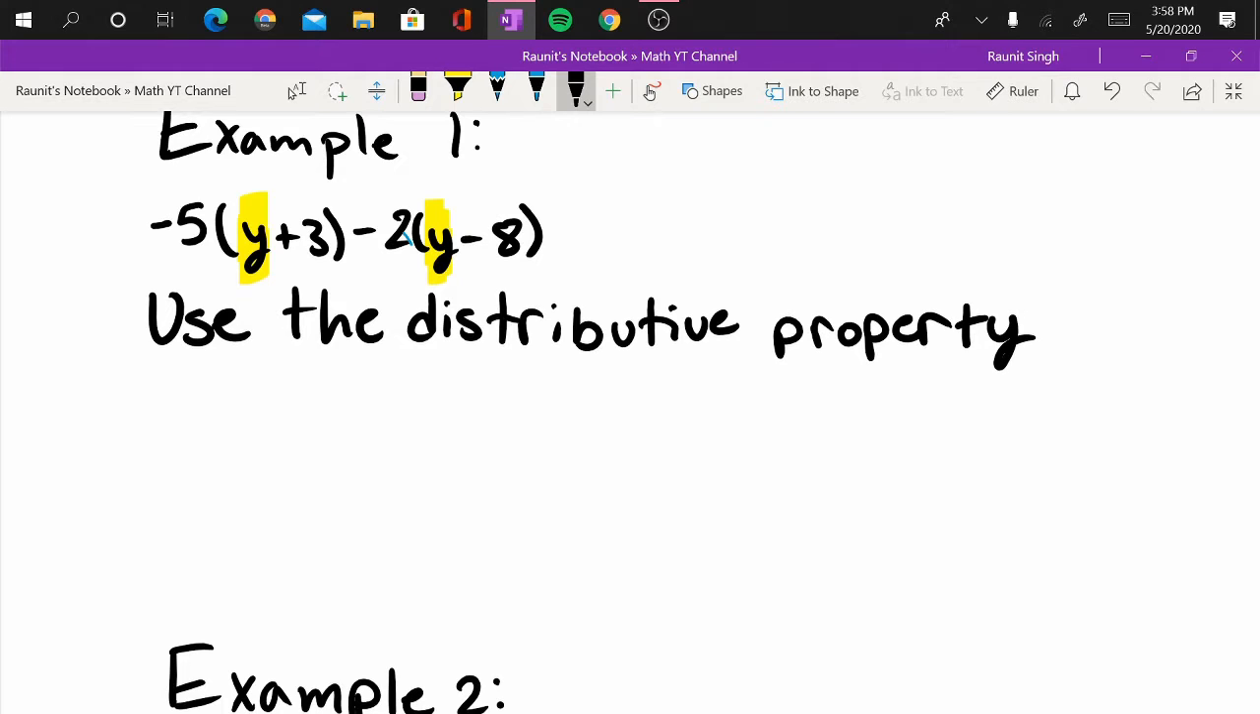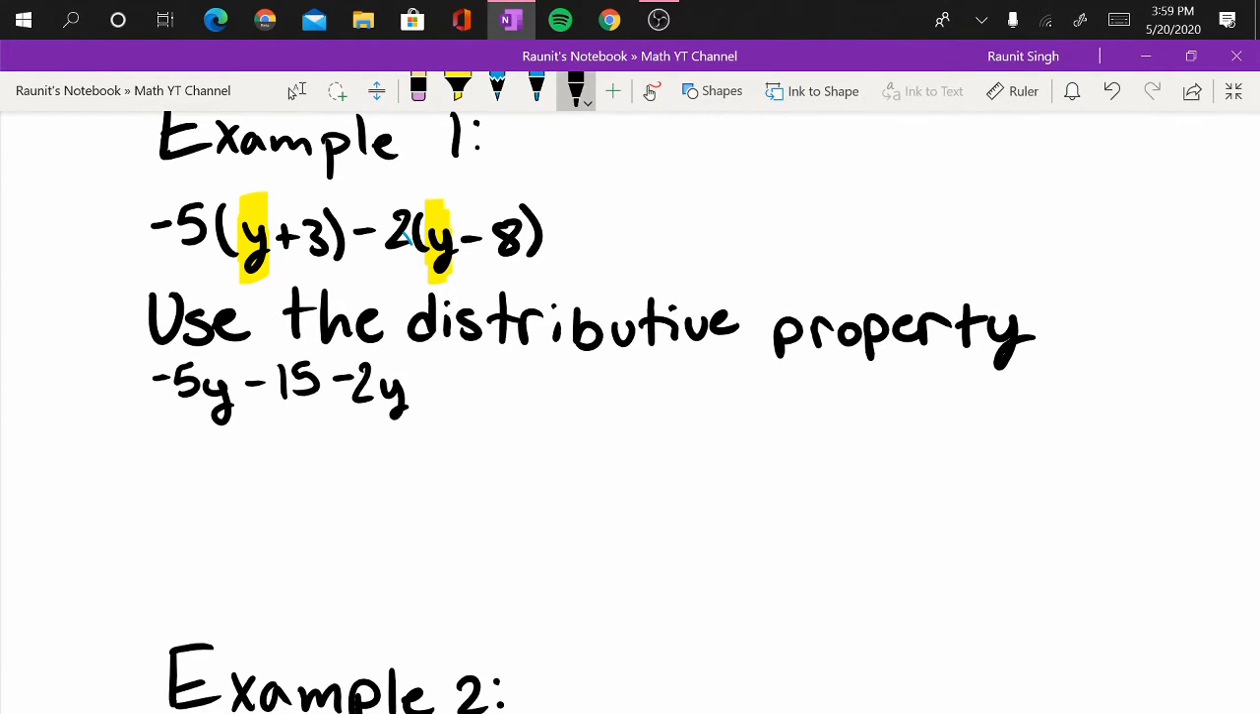So using the distributive property, we can do negative 5 times y, which brings us to negative 5y, minus 15, because 5 times 3 is 15, but negative times positive is equal to negative. Same thing with the negative 5 and y. Since it's negative times positive, you know it's going to be negative. And then it's 2 times y, so then 2y.